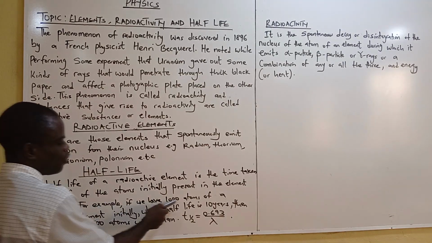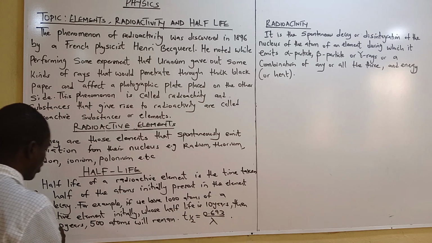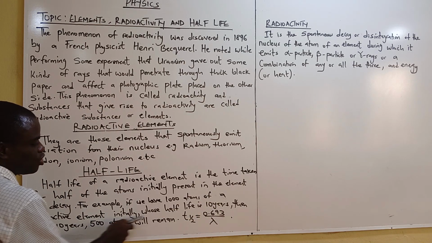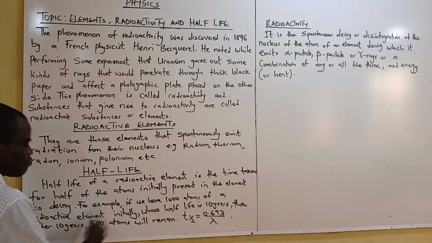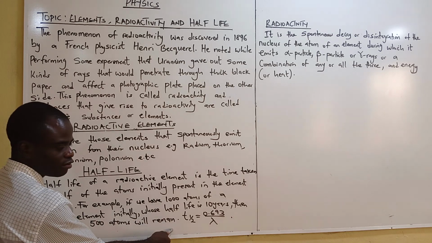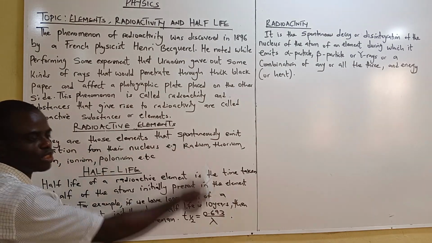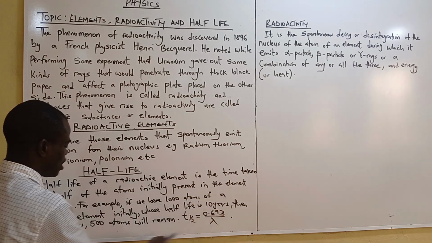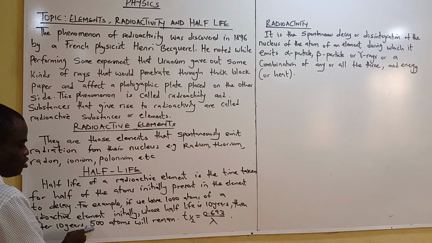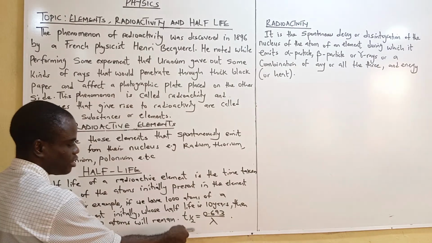For example, if you have 1000 atoms of a radioactive element initially whose half-life is 10 years, then after 10 years 500 atoms will remain. If you have to look for 20 years, after 20 years we divide by 2 again, it will now be 250 that will remain.